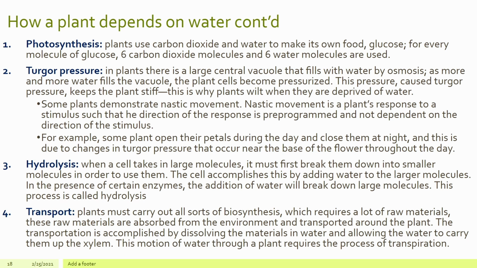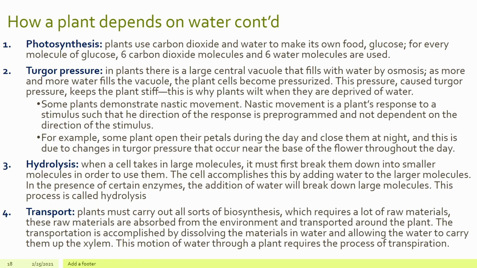Photosynthesis is when plants use carbon dioxide and water to make their own food. They're going to turn that carbon dioxide and water into usually a carbohydrate like glucose. And for every molecule of glucose, 6 carbon dioxide molecules and 6 water molecules were used.